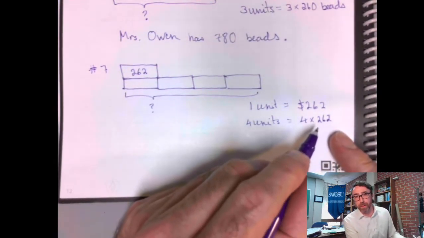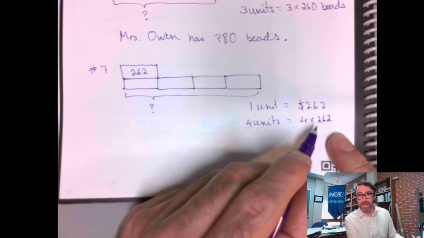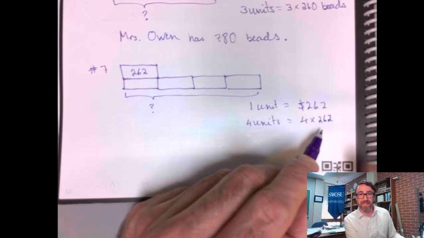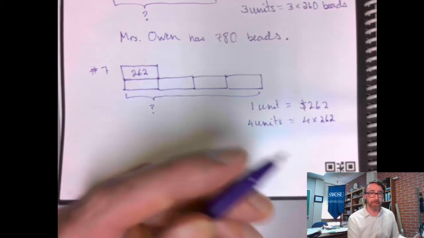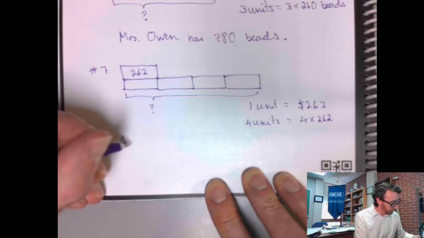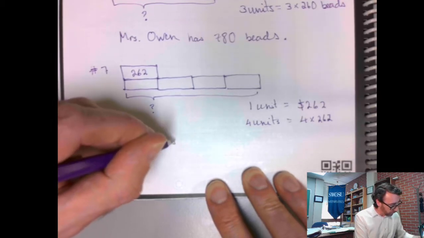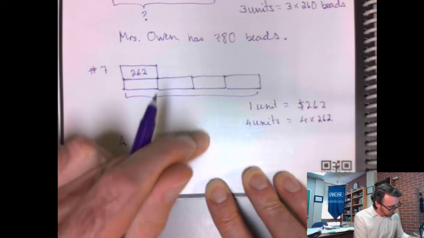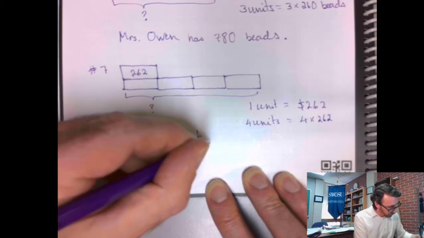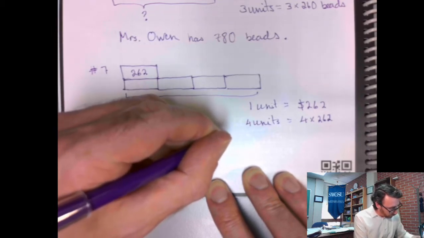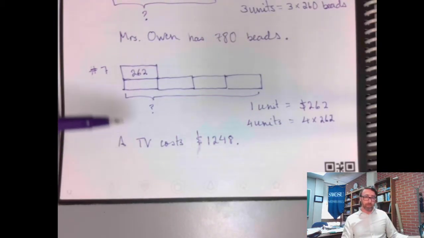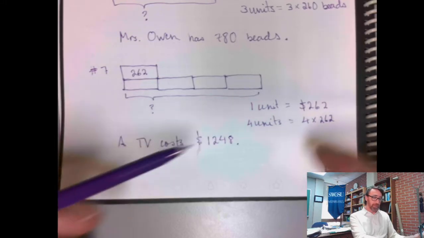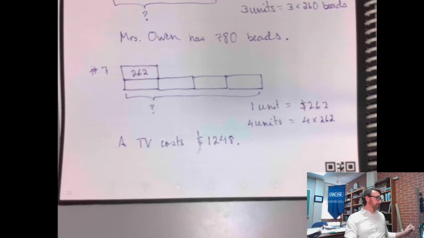Can be done by mental math. 4 times 200 is 800. 4 times 60 is 240. So now we're at 1040. And then 8. The TV costs $1,248. So once again, bar diagram, computation, sentence, done.